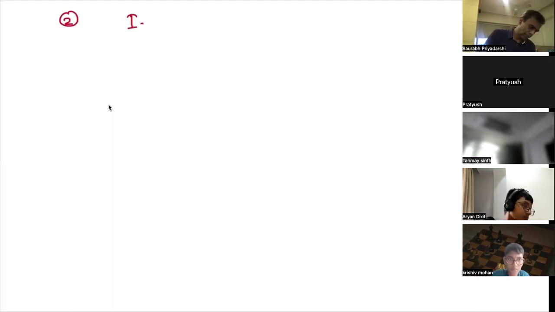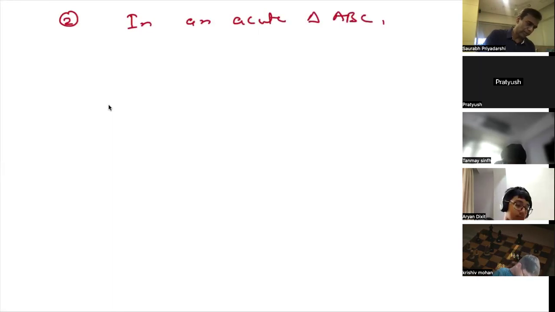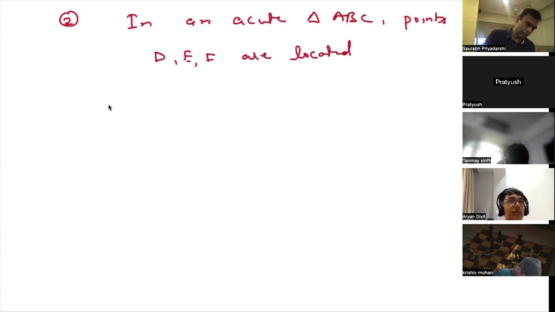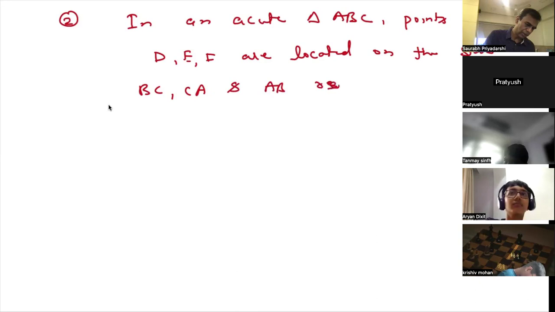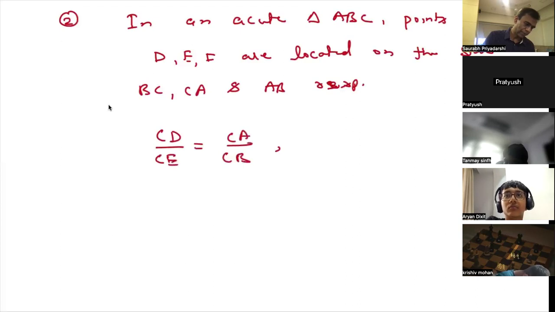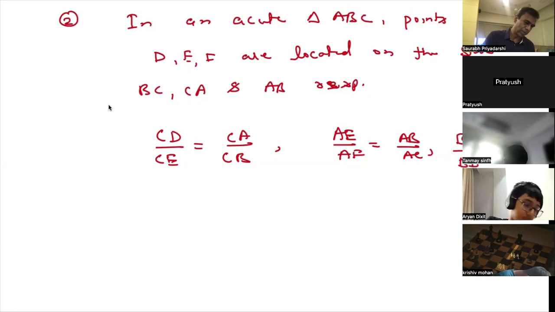And this is in an acute angle triangle ABC, points D, E, F are located on the sides BC, CA, and AB respectively, such that CD by CE is equal to CA by CB, and AE by AF is equal to AB by AC, and BF by BD is equal to BC by BA.